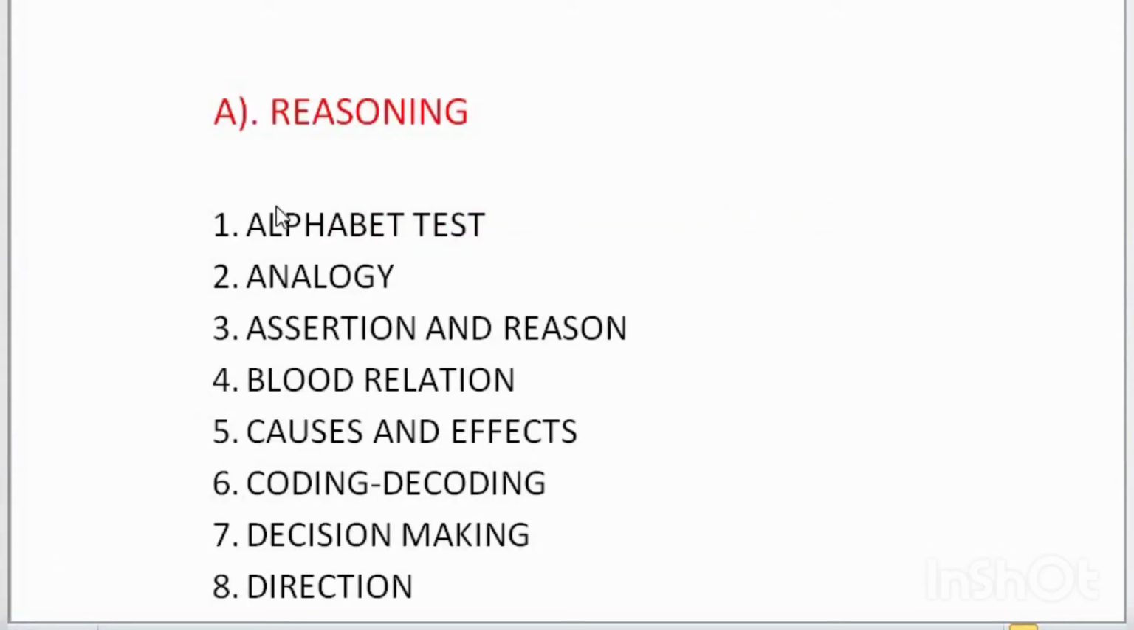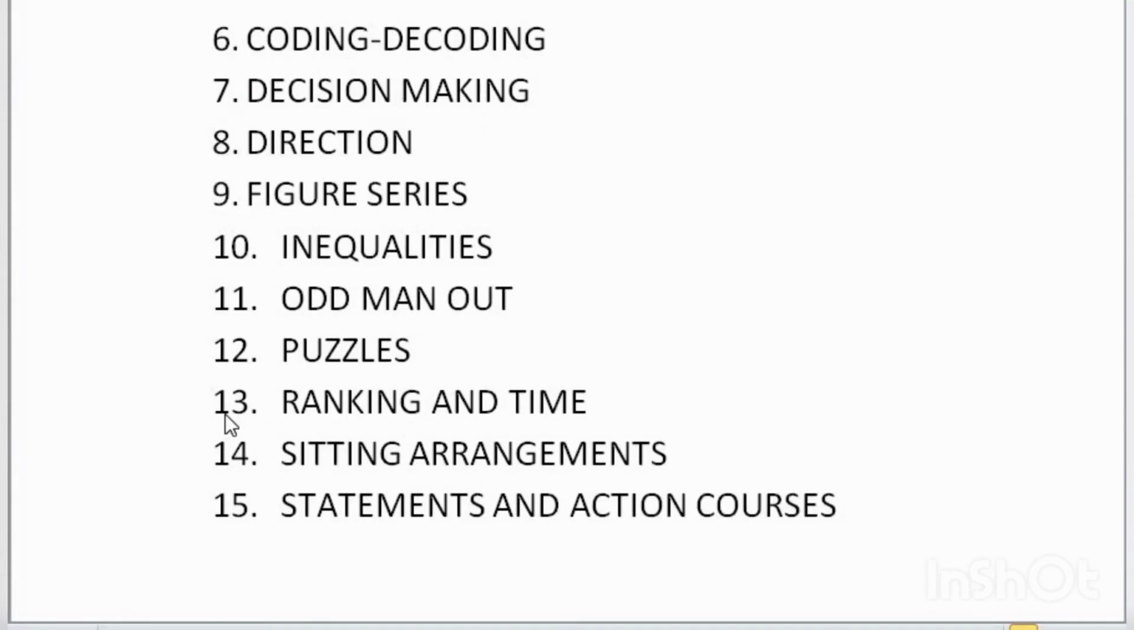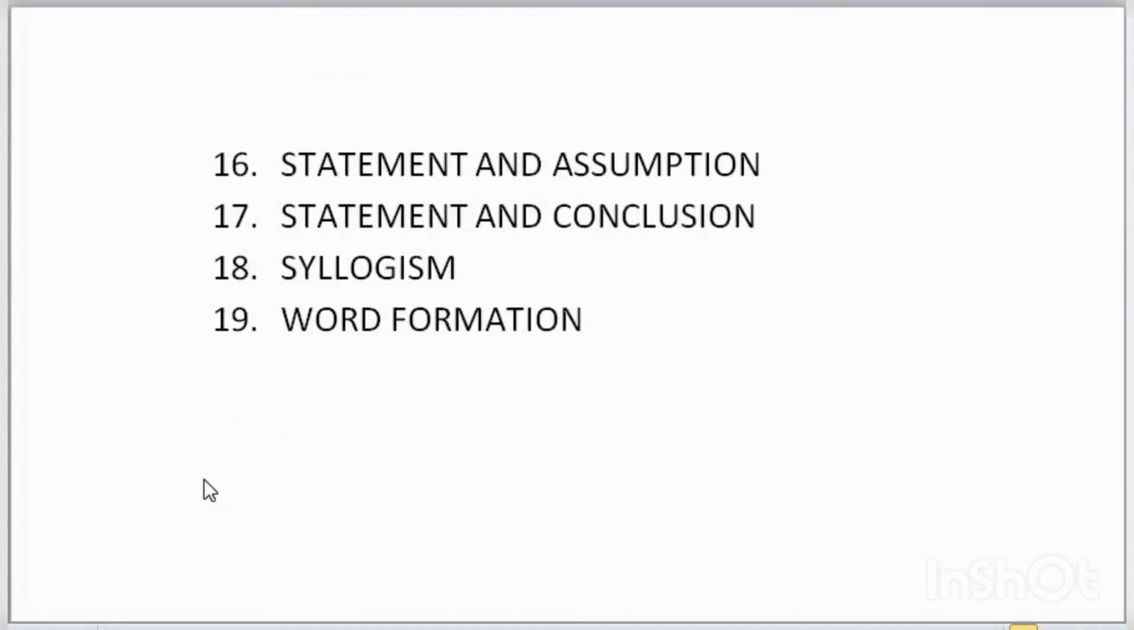The topics of reasoning are as follows: alphabet test, analogy, assertion and reason, blood relation, causes and effects, coding, decoding, decision making, direction, figure series, inequalities, odd man out, puzzles, ranking and time, sitting arrangements, statements and action courses, statement and assumption, statement and conclusion, syllogism and word formation.